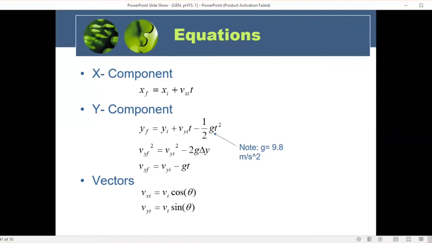Since we are talking about vectors, we can also express these as vectors. The initial velocity component of x is equal to the initial velocity times cosine theta, and the initial velocity component of y is equal to the initial velocity times sine theta.